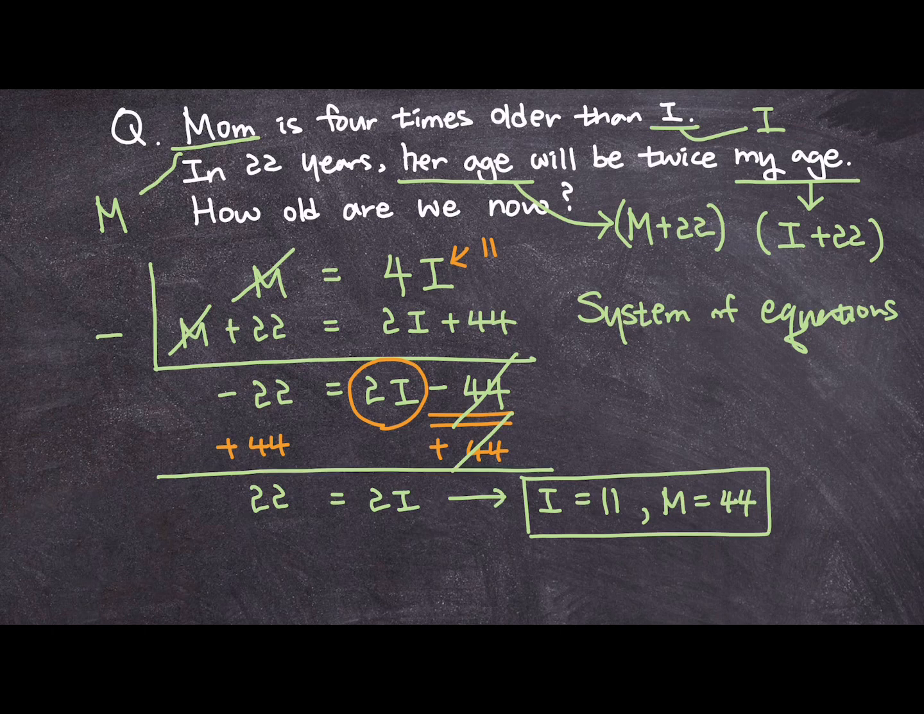So either way, it works. Whatever comes easy or whatever comes more intuitive for you, you can use that method to solve this system. So when it comes to age problems, the first thing to do is to set up a system of equations from those words that are given in the problem. And then once you set up these equations successfully, solve this system using either the substitution or elimination method.